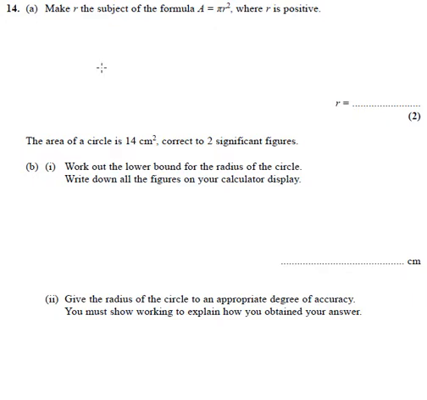For question 14, it's all to do with circles. Part A is make r the subject of the formula A equals pi r squared, where r is positive. When you're doing this, leave the r where it is and move the other stuff away from it. So we've got A is pi r squared. This means pi times r squared.